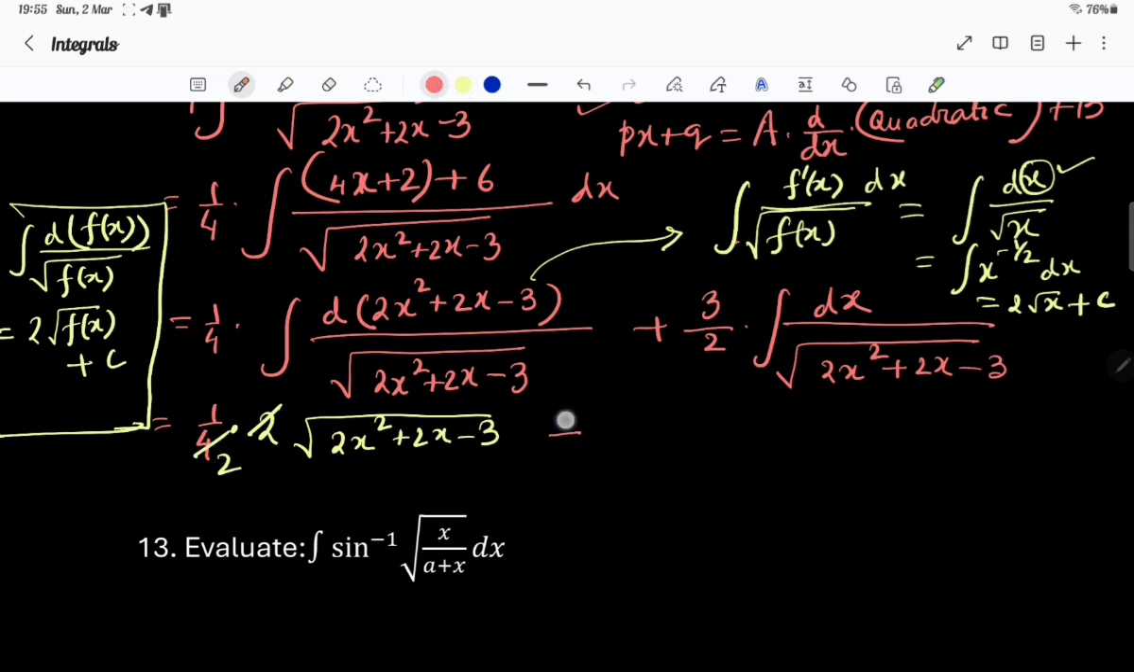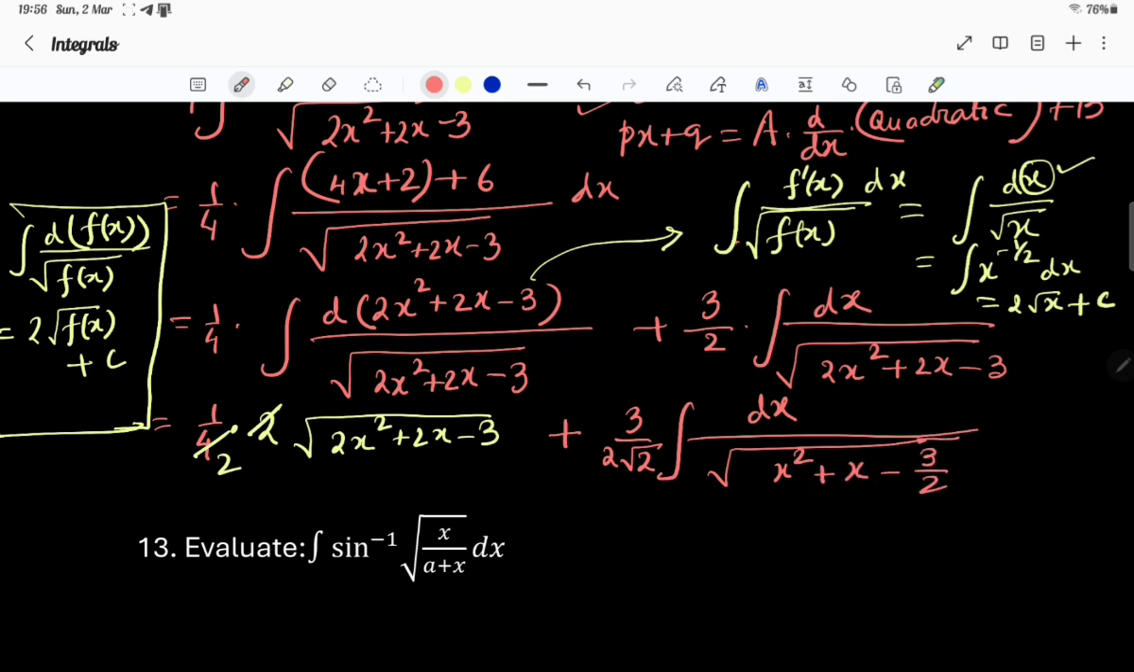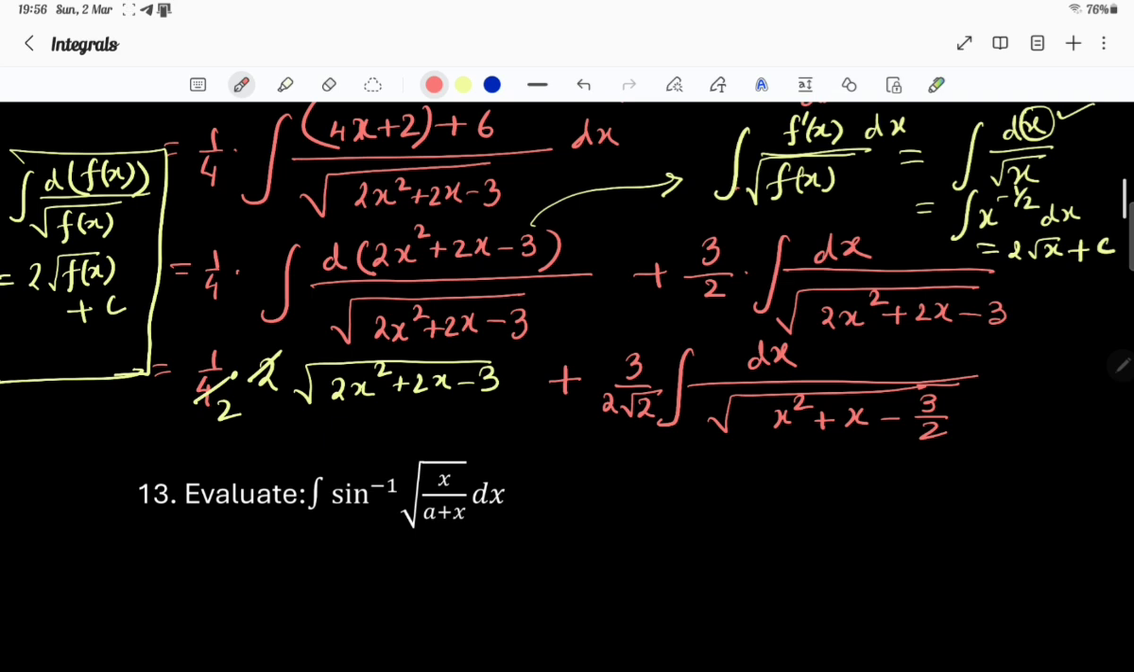So that is the left hand side, and now plus 3/2, dx by square root of 2x square plus 2x minus 3. Can anyone tell me, if you take common 2 from the square root, root 2 will come, so square root of x square plus x minus 3/2. What I am trying to do is make it a perfect square under the square root. If 2 is here, you cannot make a perfect square. That's why at first I am taking 2 common outside. Understood? Now easily you can make a perfect square.